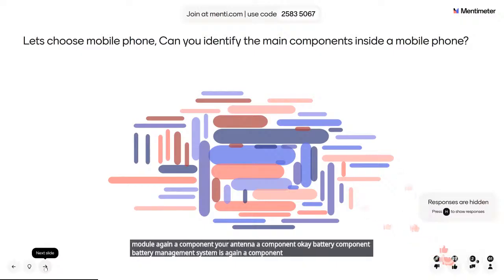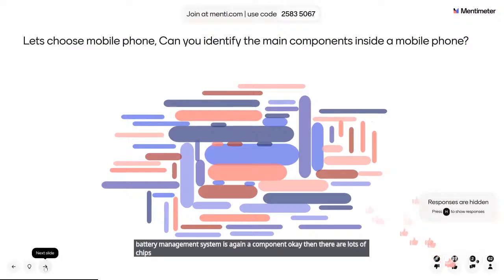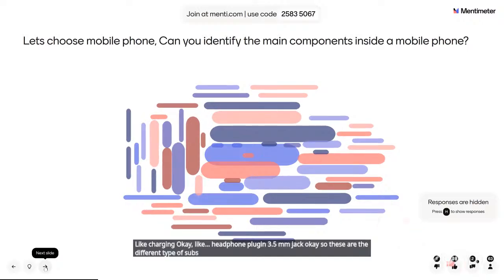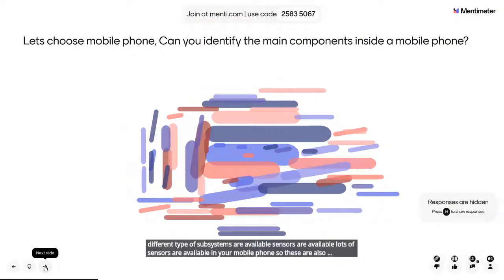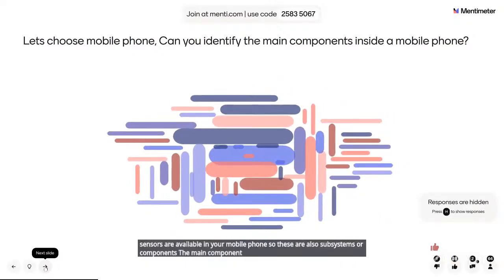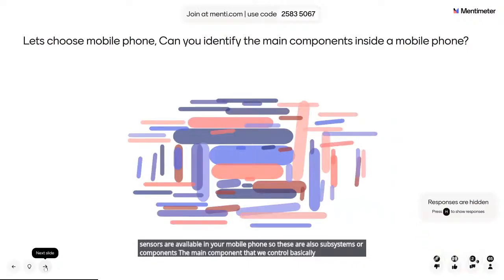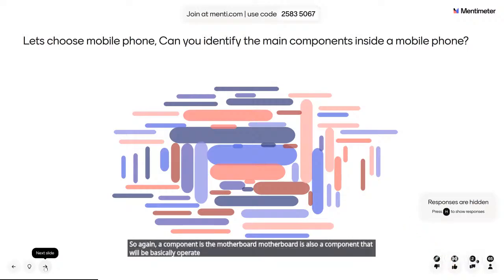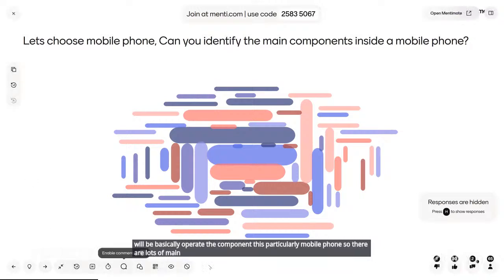Then there are lots of chips, lots of features available like near field communication, charging, headphone plug-in, 3.5 mm jack. So these are the different types of subsystems available. Lots of sensors are available in your mobile phone. So these are also subsystems or components. The main component that controls everything is again a component, the motherboard. Motherboard is also a component that basically operates this particular mobile phone.